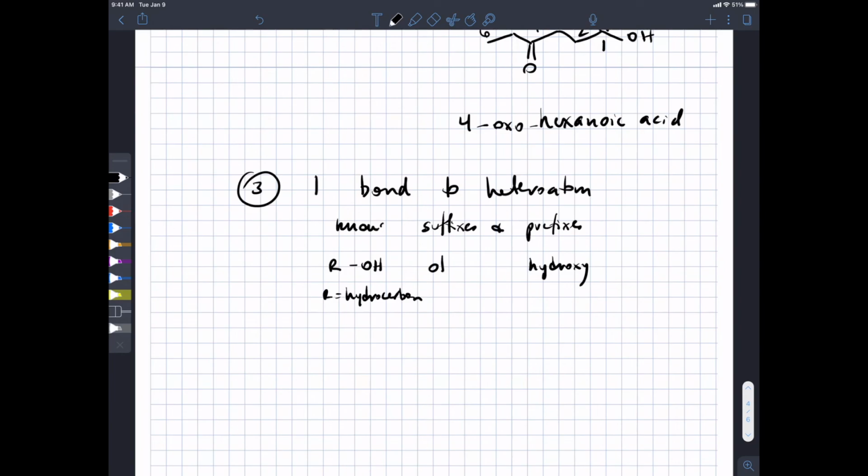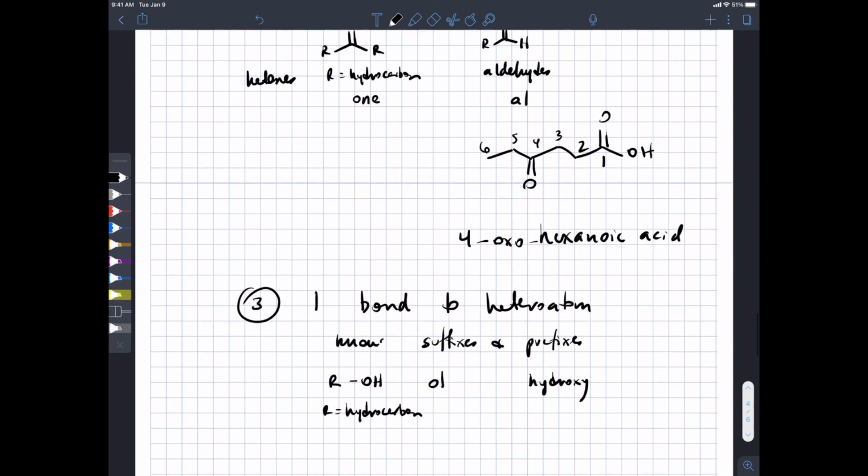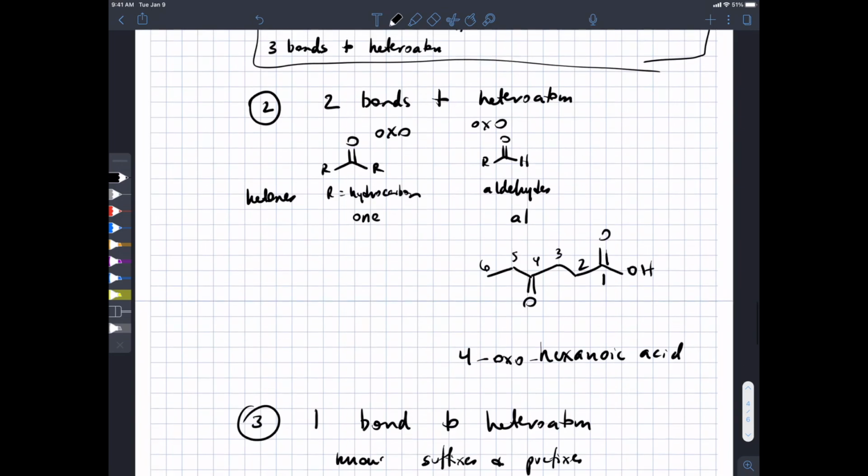Okay? Yeah? What was the suffix for this priority 2? Suffix for the ketone is "-one." Suffix for the aldehyde is "-al." All right. So hopefully that saves you a little bit of time in terms of what you memorize versus what you don't worry about.